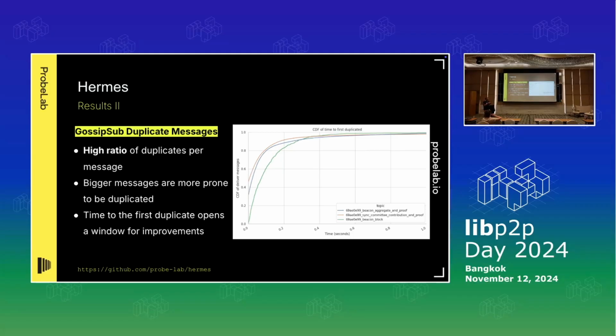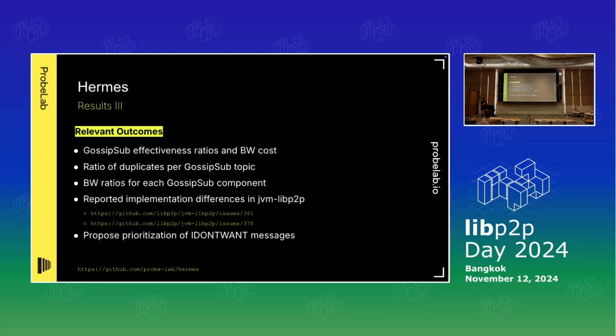And this room for improvement on our end was to propose the prioritization of these I don't want messages that Dave mentioned earlier. So when we receive a message, we immediately say I don't want this message again from any one of my mesh. And this actually can save a lot of bandwidth in the Ethereum network.